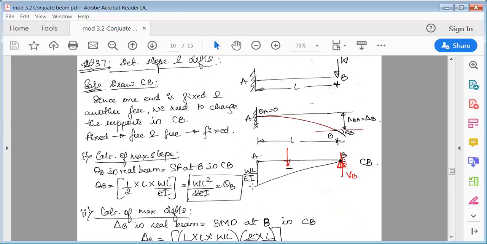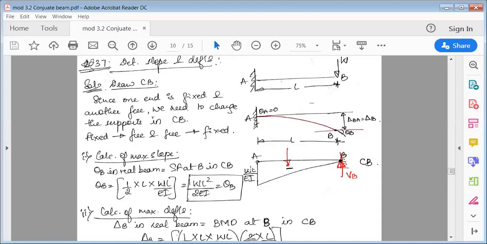After this, you have to make this M over EI diagram a conjugate beam. Now to convert this into a conjugate beam, end B is a free end. Free becomes fixed, fixed becomes free. So now end A is fixed, so it becomes free. So don't draw any support here. Whereas end B is free end. Free end should become a fixed end. So for the fixed end, just draw the support here.